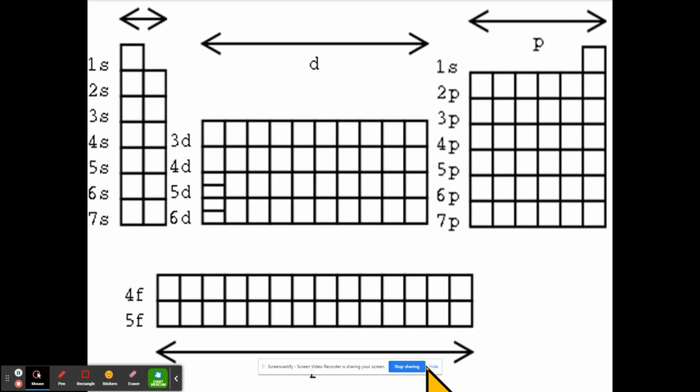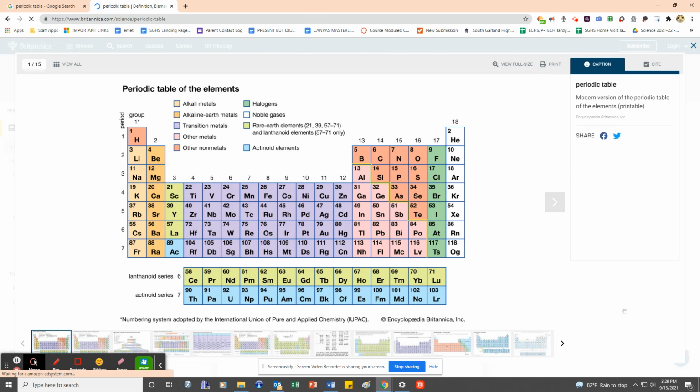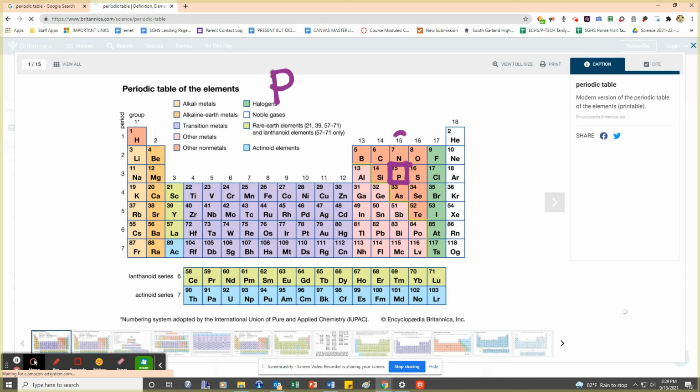Let's try another example. For example, let's draw the Lewis dot diagram for phosphorus, P. If you look at the periodic table, guys, P is right here. See it? And what's the group number here? 15. So again, you have to look at the number in the ones place. Therefore, this has 5 valence electrons.